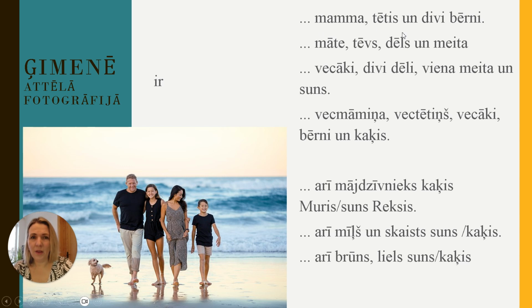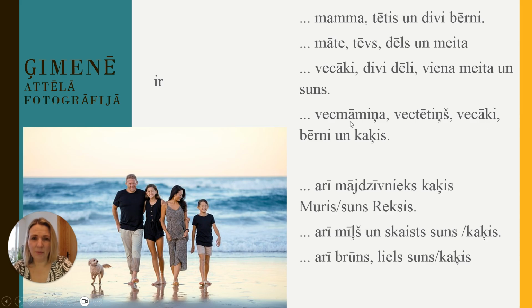For example, mamma, tētis un 2 bērni. Mom, dad and 2 children. You could say also māte, tēvs, dēls un meita. Mother, father, son and a daughter. Vecāki, parents, 2 sons, 2 dēli, 1 meita, 1 daughter, and a dog. Not in this particular picture, but just an idea, so that you could add a numeral, and just remember, when it's 2 dēli, 1 meita, or 1 dēls.